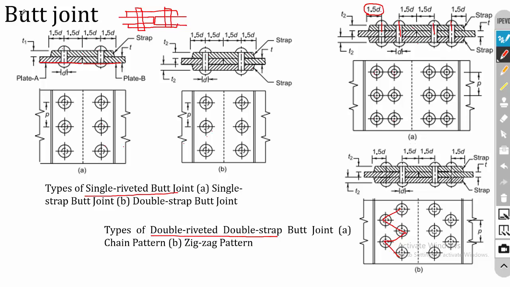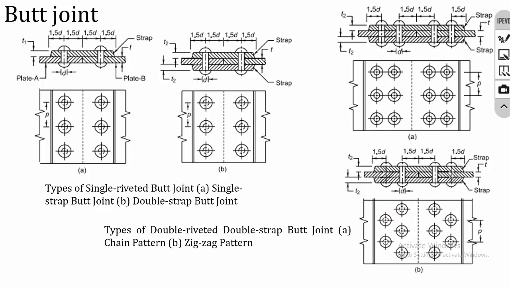So these are all the types of butt joints. Remember that in a lap joint we don't need to use any strap plate, but in a butt joint we have to use a strap plate. So either you can go for a single strap or you can go for a double strap.